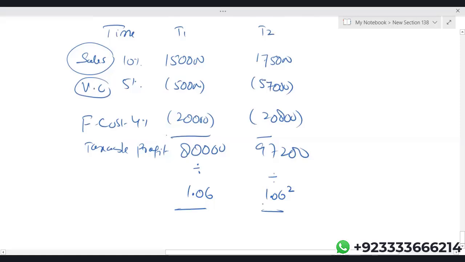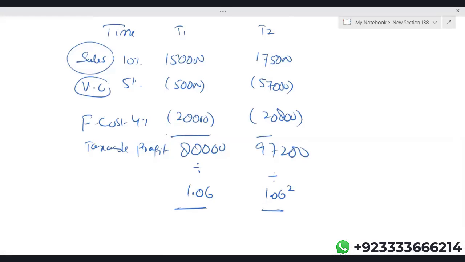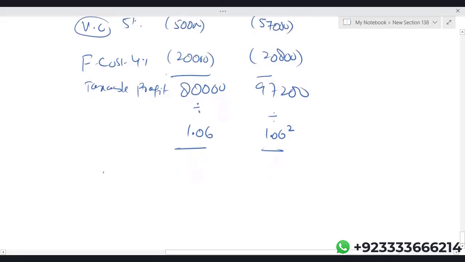So what are you going to do? You will divide the taxable profit by the inflation rate. You will get the nominal cash flows converted to real cash flows. So you can say formula, equation, whatever. It's very simple. How do we calculate real cash flows?